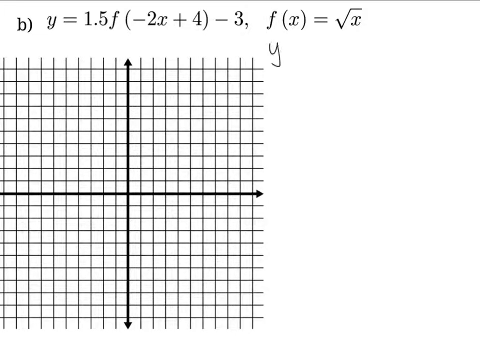So it would be looking like y equals 1.5. Instead of f, we have actually the function, and underneath that function is negative 2x plus 4, and then we're going to subtract everything by 3.